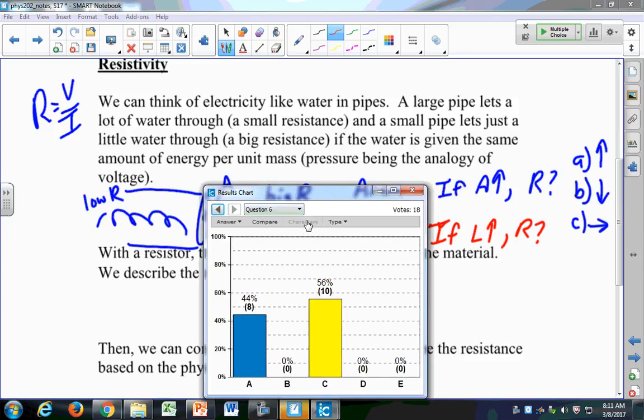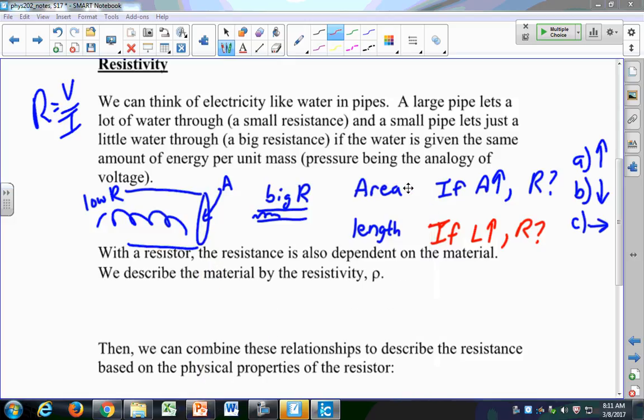All right, so if I increase the length of my pipe, the resistance will increase. No reason for you a priori to know that, like we haven't said that before. But if you think about a hose, like, y'all ever try to push water through a hose? Like blowing on a hose and trying to push water through a hose.